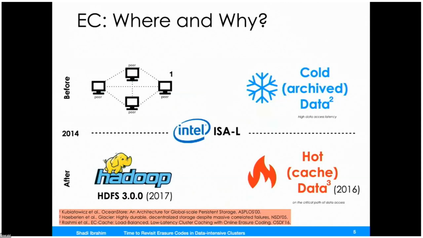Therefore, traditionally, EC has been mainly adopted in environments where high data access latency can be tolerated, like P2P and archiving systems. However, with the release of storage acceleration libraries like Intel ISAL that allows EC operations to run at CPU speed, we started to see EC deployed on the critical path of data access. For example, a recent work showed that EC can outperform replication in caching systems. In addition, EC has been integrated into the latest major release of HDFS, the storage backend for data analytic frameworks.